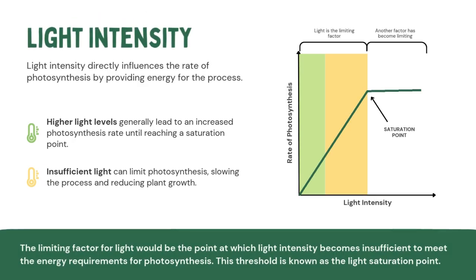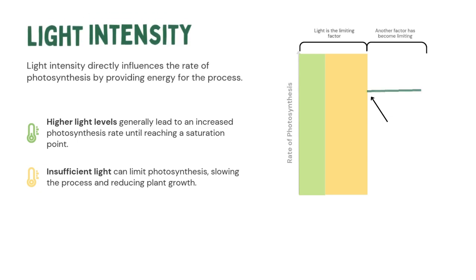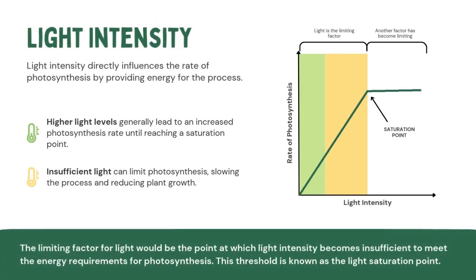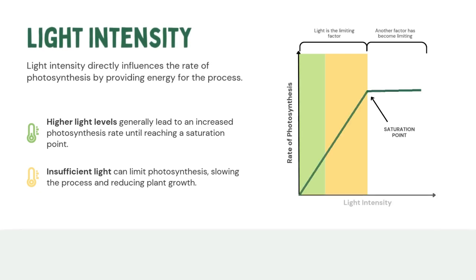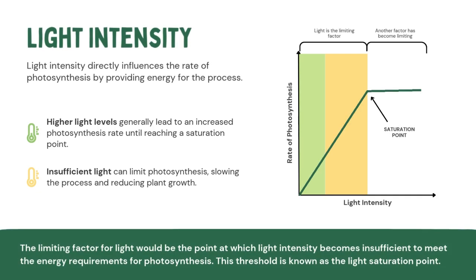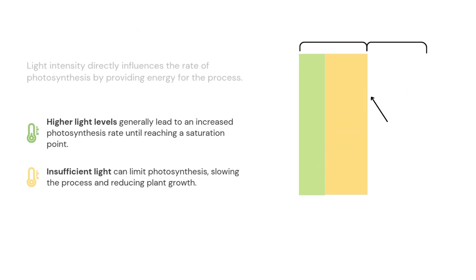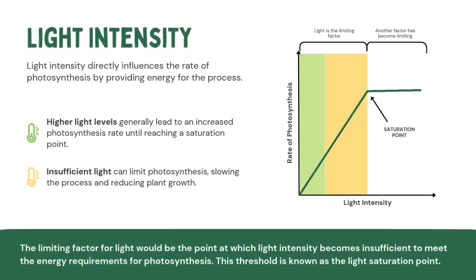Light intensity. Light intensity directly influences the rate of photosynthesis by providing energy for the process. Higher light levels generally lead to an increased photosynthesis rate until reaching a saturation point. Insufficient light can limit photosynthesis, slowing the process and reducing plant growth.